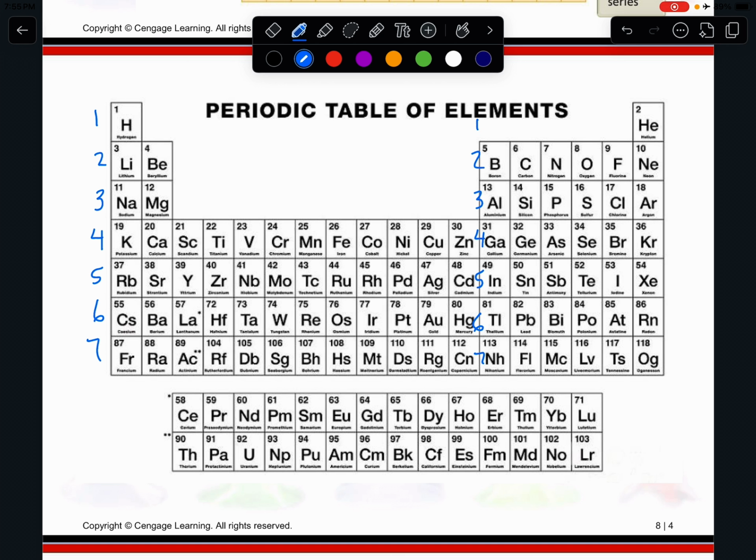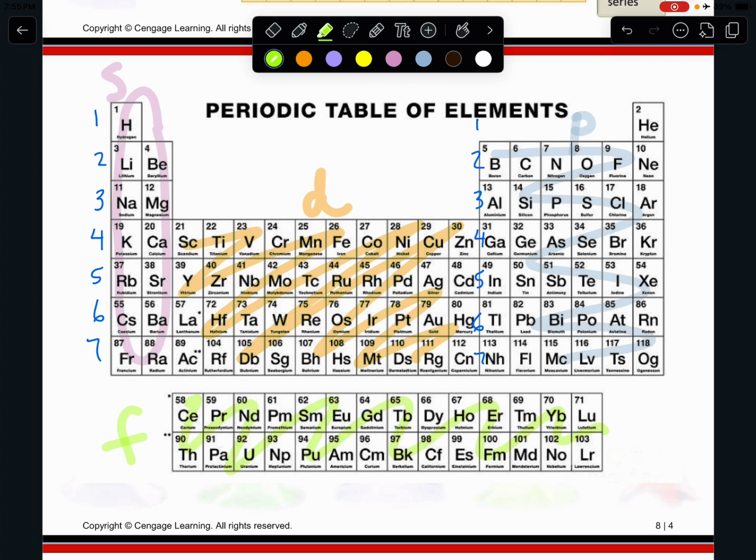Now this whole section, as I labeled previously here, this is the S section. And then over here we have the P section. And then we have this middle area. Go ahead and do this right here, and this is the D, and then we can do this bottom section, which is the F.